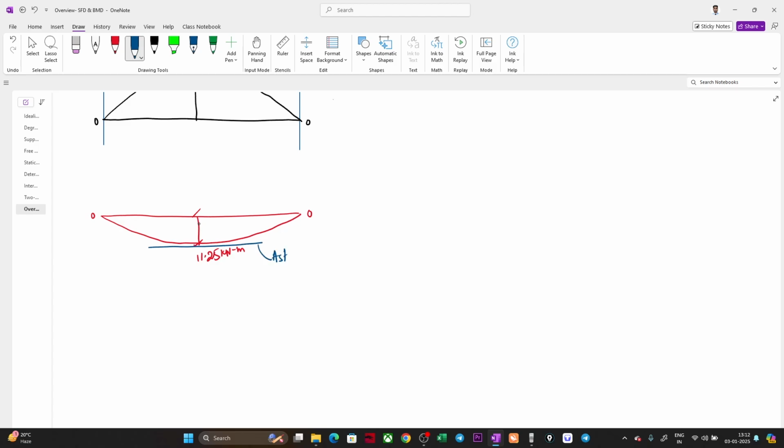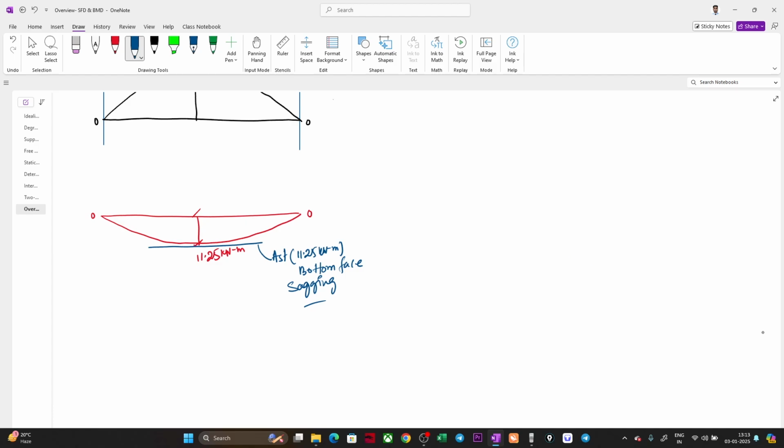For steel, compression is more. So this AST will be subject to this 11.25 kilonewton meter moment, with this factor of safety and all, and it is at the bottom face. It is at the bottom face, and we can say obviously from this diagram this is sagging.